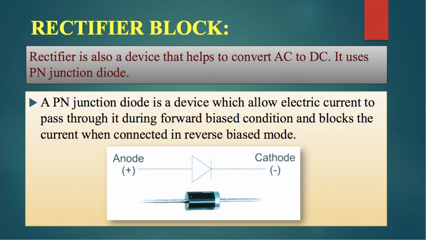A PN junction diode is a device which allows electric current to pass through it during forward bias condition and blocks the current when connected in reverse bias mode. Here in this picture you can see a PN junction diode, and in this picture you can see the circuit diagram of a PN junction in forward bias condition.